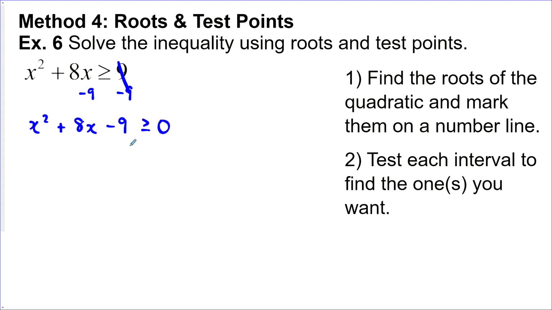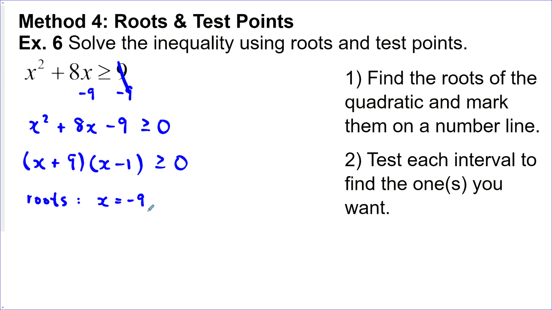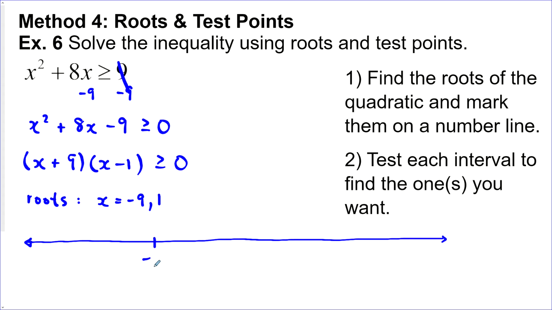Now that we have this, we want to find the roots. We can do that by factoring this one, x plus 9 and x minus 1. And so our roots are -9 and 1. And just to see what these look like and work with this, we can put it on a number line, space them wherever you want, but evenly so you have some space here and here.